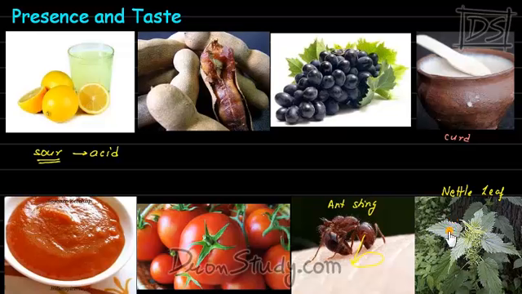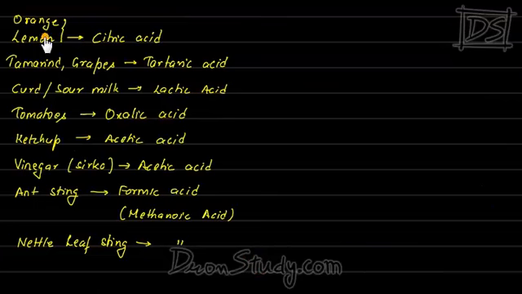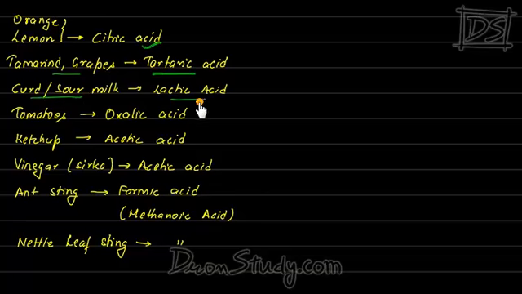Okay, students. So I want to tell you that naturally in nature, acid is found in many places. I'll give you a list, students. Orange and lemon. In this, students, an acid named citric acid is found. Tamarind and grapes. In this, tartaric acid is found. Curd and sour milk. In this, lactic acid is found. In tomatoes, oxalic acid is found.